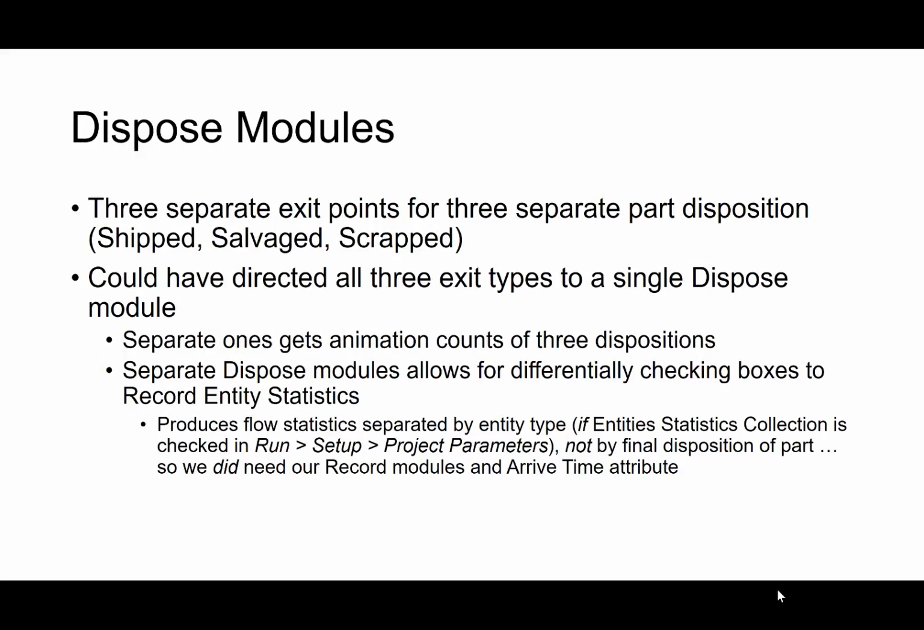The dispose modules have 3 separate exit points for the 3 separate part dispositions: shipped, salvaged, and scrapped. We could have directed all 3 exit types to a single dispose module if we wanted to. But we use separate ones that way we get the counts of each of them. And then the separate dispose modules also allow for differentially checking boxes to record entity statistics.